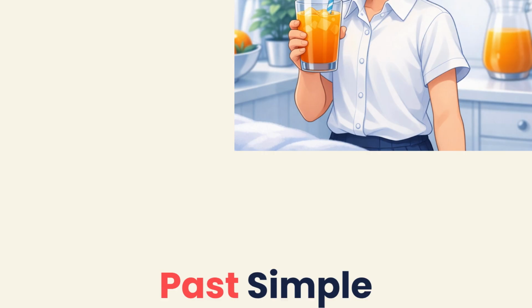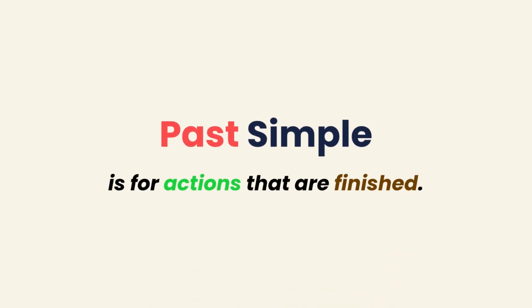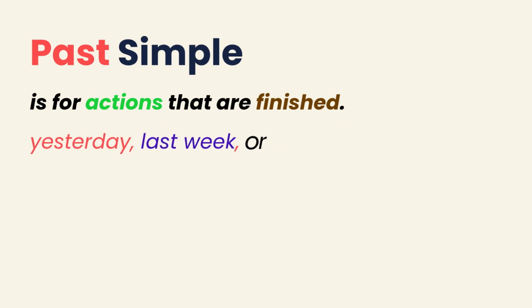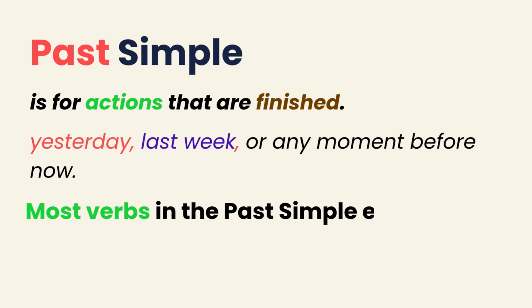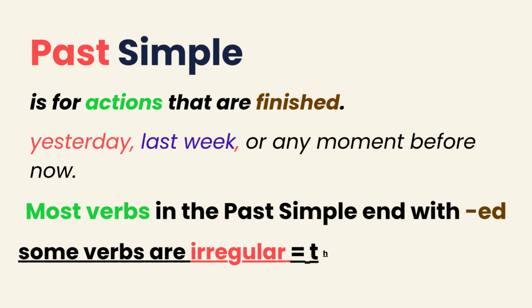Now, let's look at the past simple. We use this tense to talk about actions that are completely finished, things that happen at a specific time in the past. It could be yesterday, last week, last year, or any moment before now. Most verbs in the past simple end with ed, but some verbs are irregular, which means they change form. This tense is important because it helps us tell stories, describe past events, and explain what has already happened.